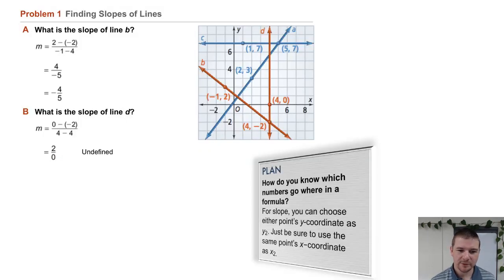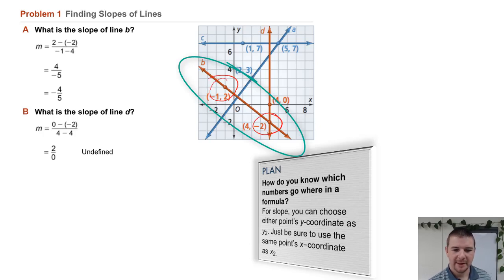Problem 1, finding slopes of lines. A says, what is the slope of line B? So we need to find line B on the graph. There it is. They have 2 points nicely identified for us. If those points weren't identified, we would want to make sure that we chose points where the grid lines cross to make calculating the slope easier for us.